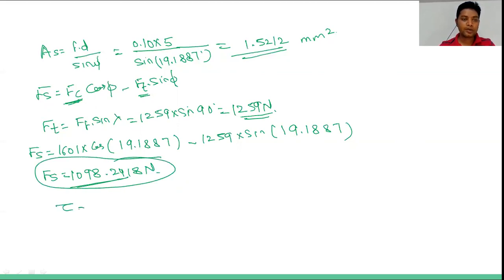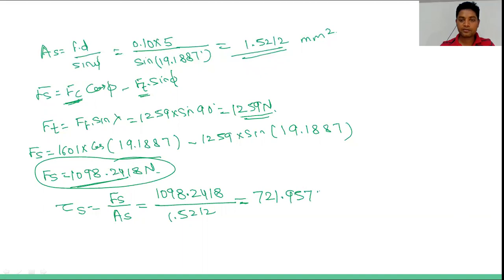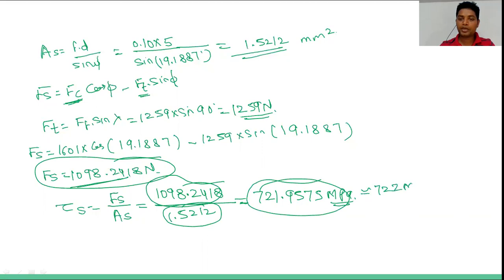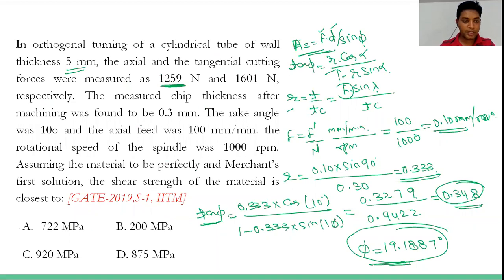ओके, नाउ आपको क्या कैलकुलेट करना है, दैट इज शियर स्ट्रेस. सो दैट विल बी इक्वल्स टू टाउ एस, एंड दैट विल बी इक्वल्स टू Fs अपॉन As. So the value of tau s will be equals to 1098.2418 upon As, that is 1.5212. So when you will calculate it, you will get the value of 721.9575 megapascal. Megapascal is what? Newton per mm square. So this is Newton and this is in mm square. So this will be 721, or approximately we can write it 722 MPa. Okay, so when you will see the answer, option will be A.